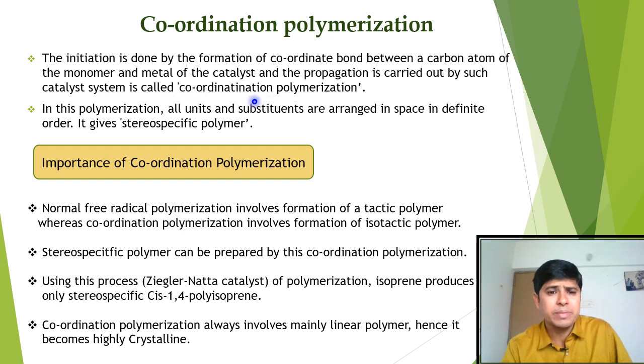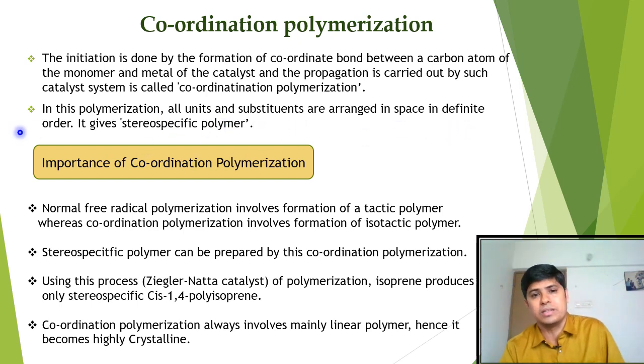In this polymerization, all units and subunits are arranged in space in a definite order. It gives a stereospecific polymer. This is the importance, or we can say the advantage, of coordination polymerization: we get a stereospecific polymer.